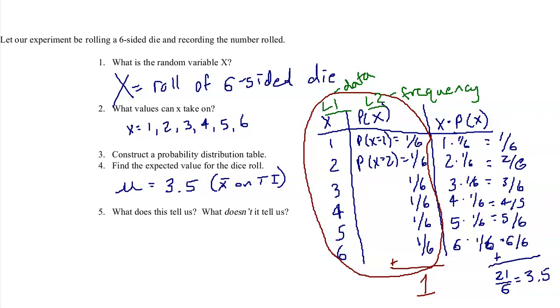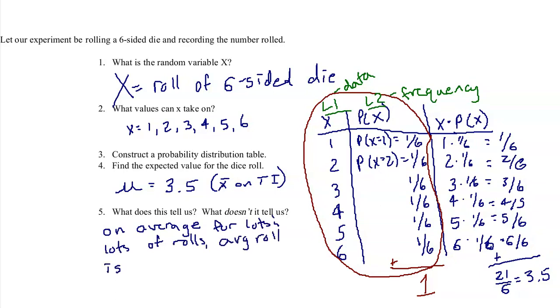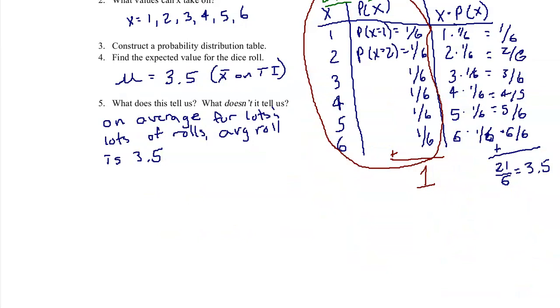So what does this tell us? This tells us that on average, for lots and lots of rolls, the average roll is 3.5. If we did this a whole bunch of times, added up all our rolls, and took the average, we would get 3.5. What doesn't this tell us?